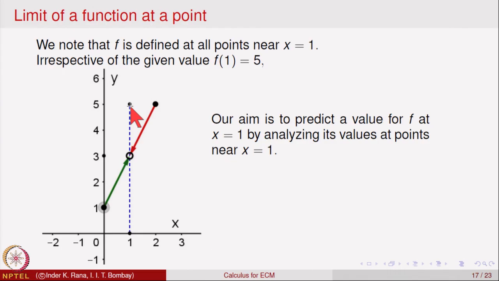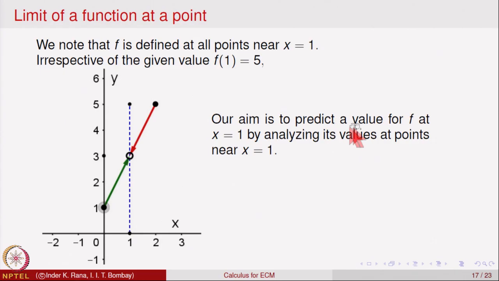So, what do we want to do? At the point 1 there is a value given by the function, but let us ignore that value. Let us not bother whether the function is defined at 1 or not.